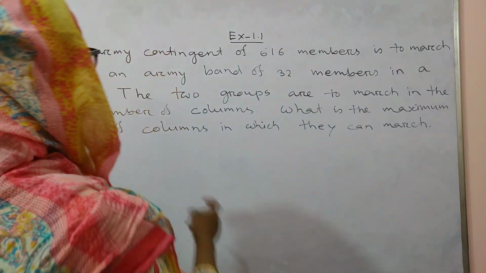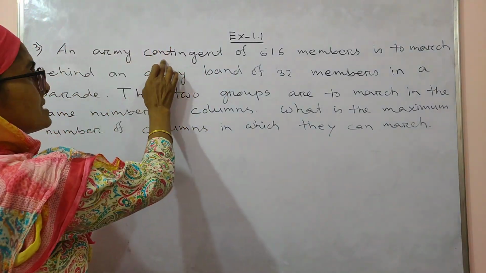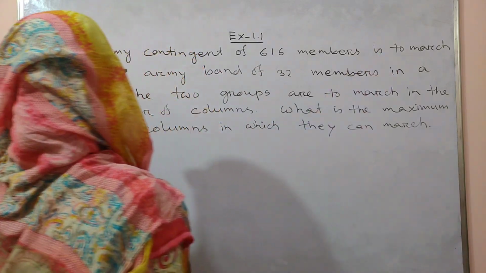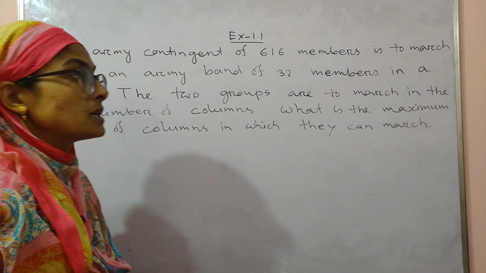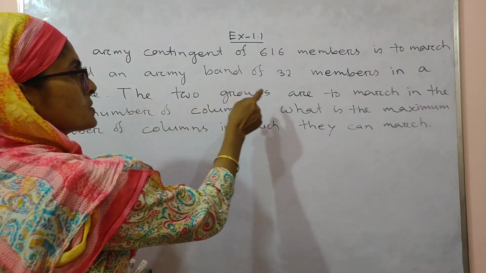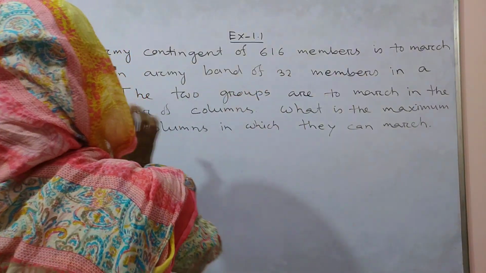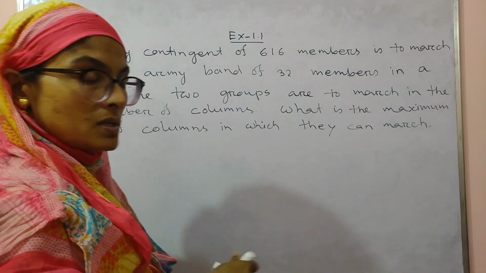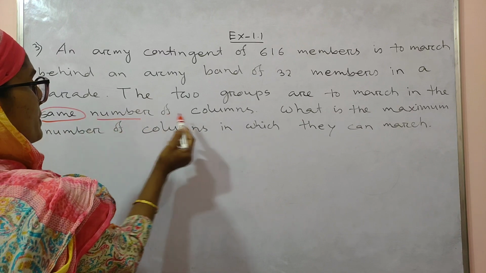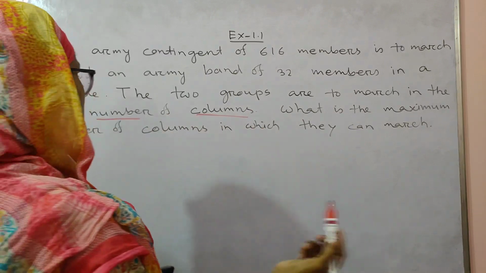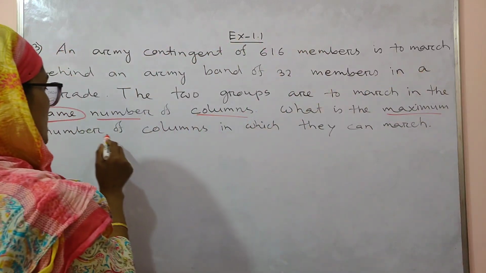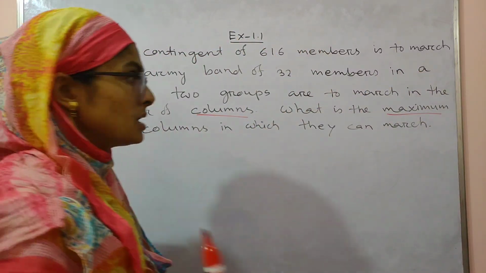Now, question number 3. An army contingent of 616 members is to march behind an army band of 32 members in a parade. The two groups are to march in the same number of columns. Here it is given the same number of columns. What is the maximum number of columns? You have to find the maximum number of columns.